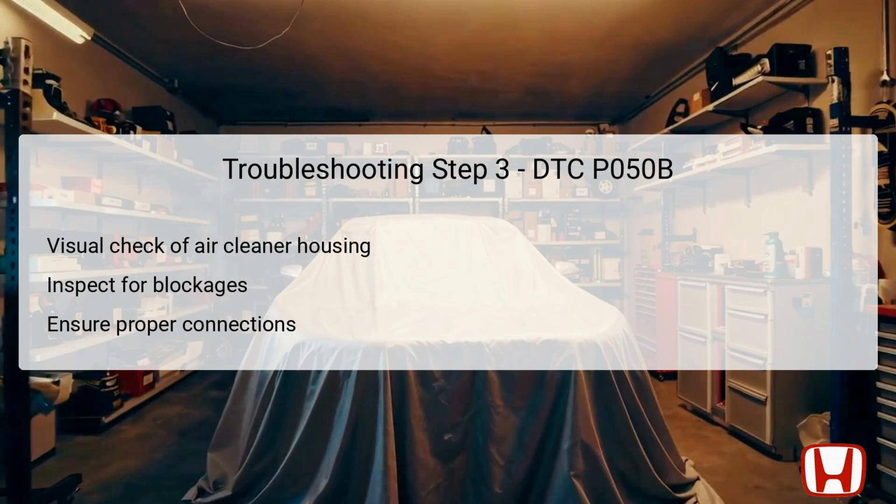The third troubleshooting step requires a visual inspection of the air cleaner housing. This housing is responsible for filtering contaminants from the incoming air, essential for optimal engine performance. Any blockages or poor connections here can lead to an insufficient air supply, which ultimately disrupts the ignition timing needed during cold starts. Inspect for signs of damage or clogs within the housing.